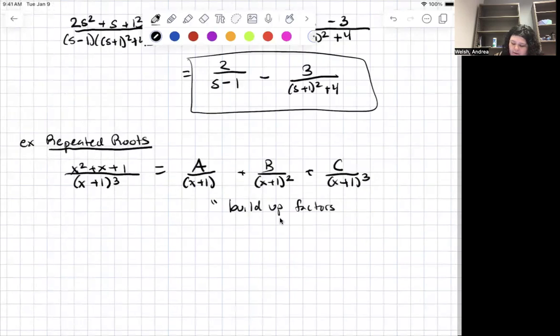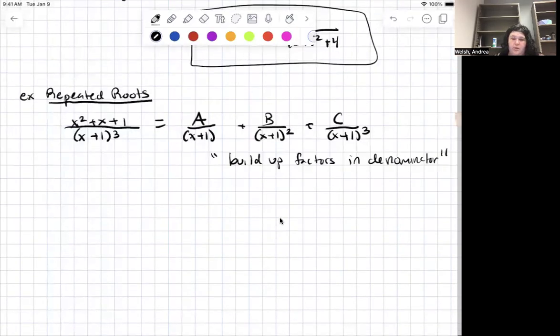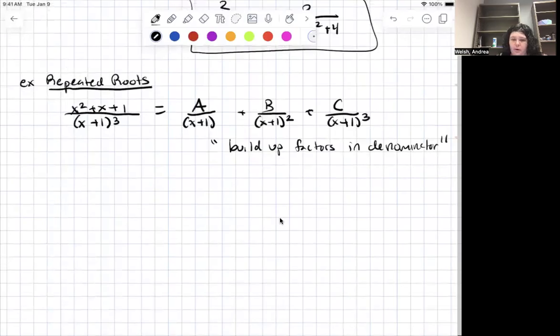We have to build up factors in the denominator. So we can't just go straight into that last factor. We have to build them up. So now let's go through this the same exact way. Honestly, at this point, if you wanted to stop the video, I don't think I'm going to be doing much else for this, but it's the same process that we did above. We multiply through by the common denominator.